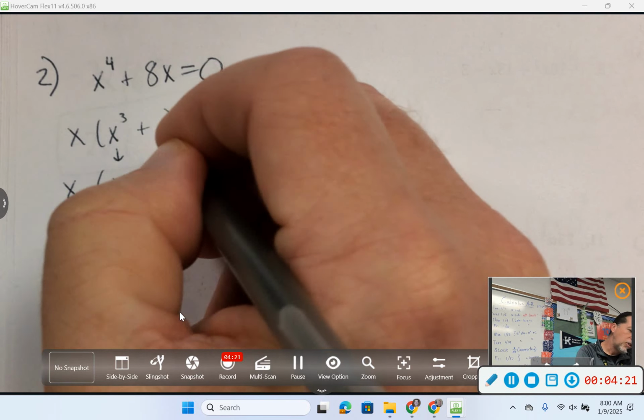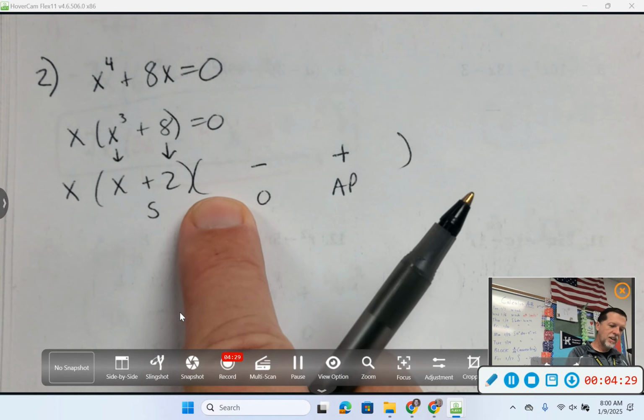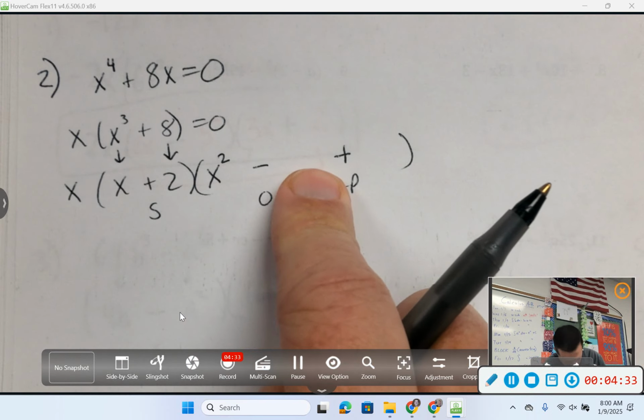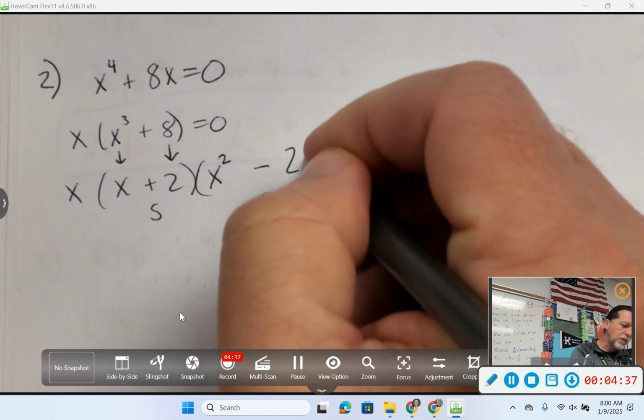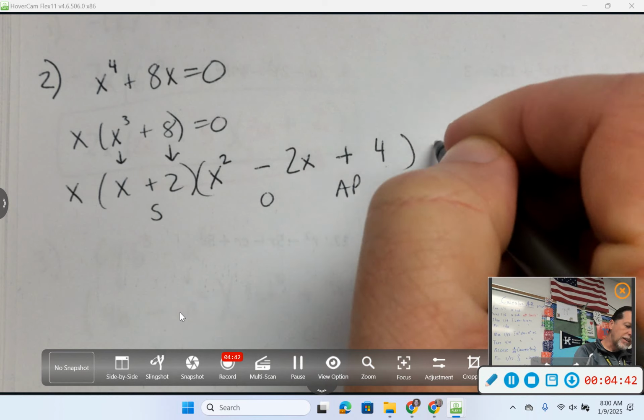I went ahead and cube rooted both the pieces. So what goes in the first blank here? x squared. And in the second blank, 2x, because we multiply the two together. And in the last blank, 4. And this still equals 0.